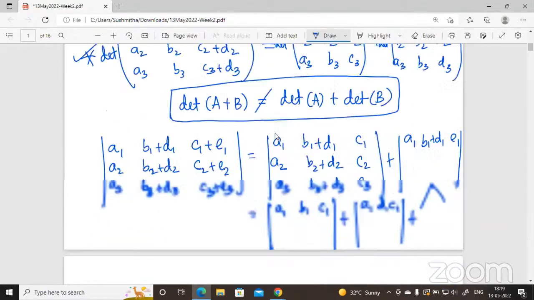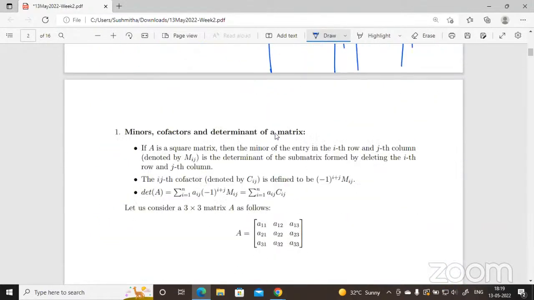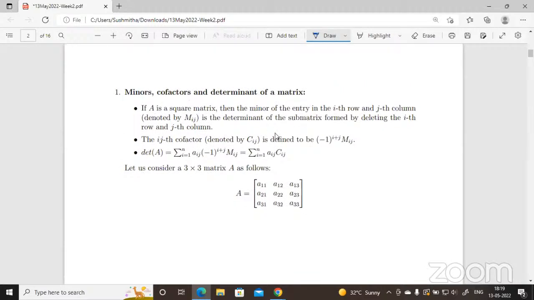Okay. So yeah, this was all week 1 content. And then we had also seen what a minor and cofactor was and how the determinant is related to the minor and cofactor. But yeah, in week 2, we'll just start week 2 content and we'll quickly recall what a minor is, what a cofactor is, and how to find the determinant using minor and cofactor. Okay. So what is a minor?